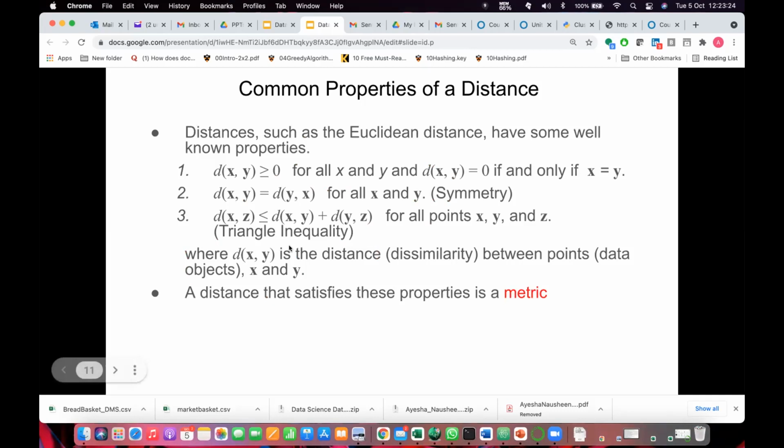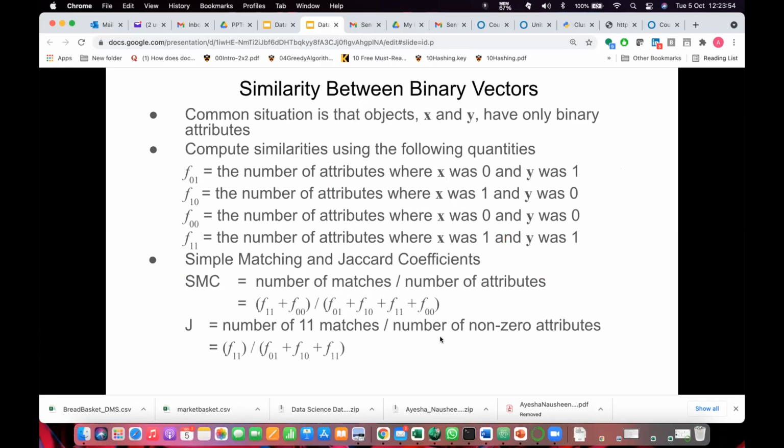It also satisfies the triangle inequality, meaning that the distance from x to z going through any other point should be at least the direct distance. That is called the triangle inequality: d(x,z) is less than or equal to d(x,y) plus d(y,z). D is the distance function, where d(x,y) is the distance between points x and y. A distance that satisfies these properties is a metric.